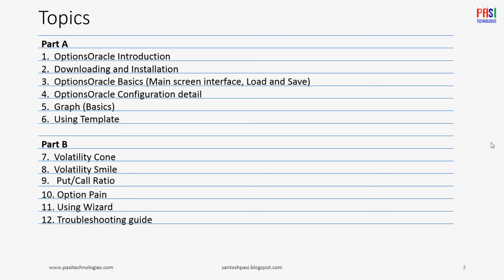Part B recording will have accessories details, like what is volatility cone and how to use it, followed by volatility smile. Then we will go through put call ratio and option pane. The most difficult part is using the wizard, so we'll see that. And at the end there would be a troubleshooting guide that will help you in case OptionOracle is not able to install or not able to download the option chain. In that case you need to refer to this troubleshooting guide.